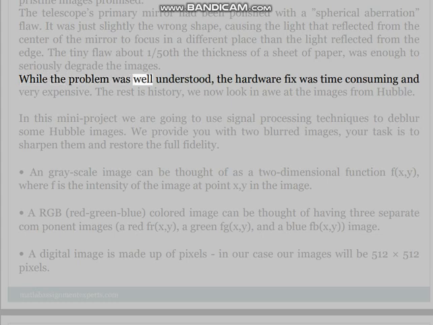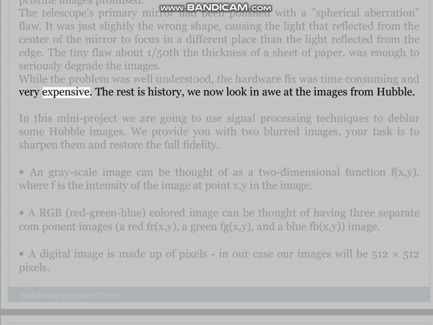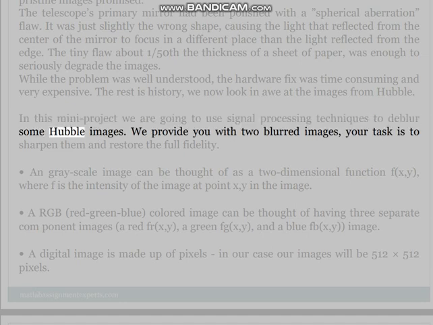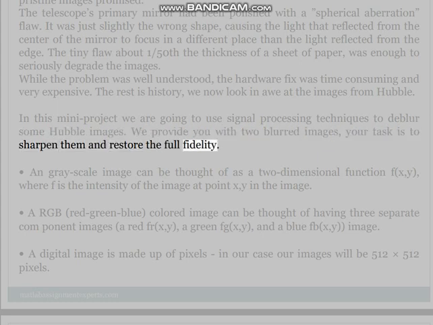While the problem was well understood, the hardware fix was time-consuming and very expensive. The rest is history. We now look in awe at the images from Hubble. In this mini project, we are going to use signal processing techniques to deblur some Hubble images. We provide you with 2 blurred images. Your task is to sharpen them and restore the full fidelity.